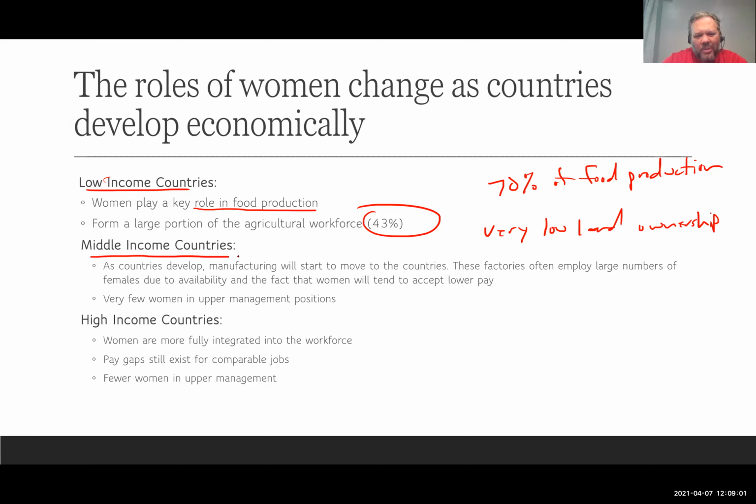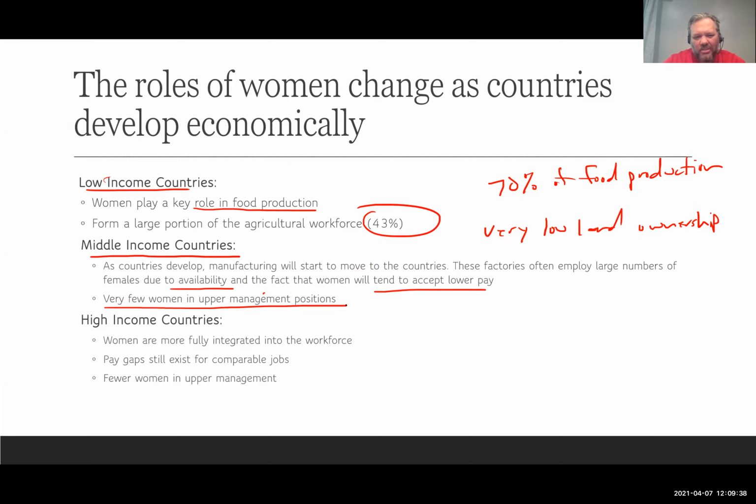When countries move into this middle income category, they start to see manufacturing come into their countries, and oftentimes those manufacturers will try to employ women for a couple of different reasons. There is oftentimes a large availability of women who can come in and supply that labor, and also women will tend to accept lower pay for their work. As a result of those two things, you often see in these middle income countries women coming into the workforce and taking these manufacturing jobs.